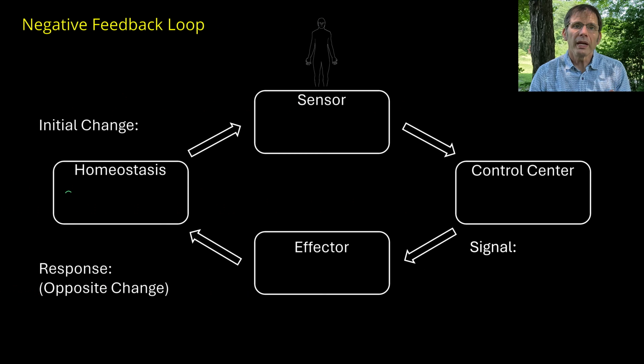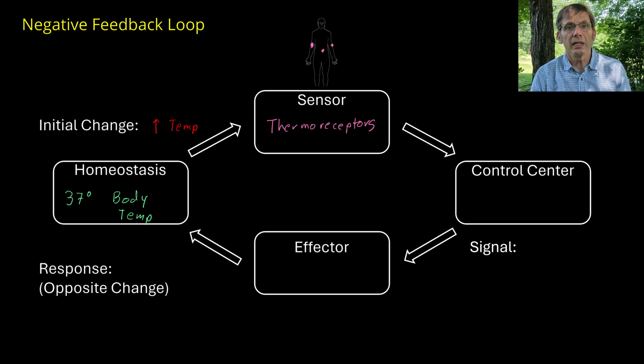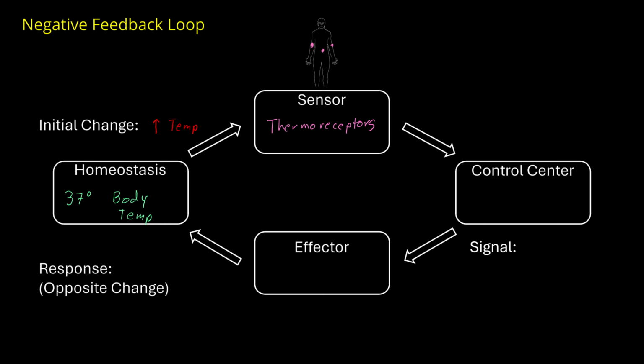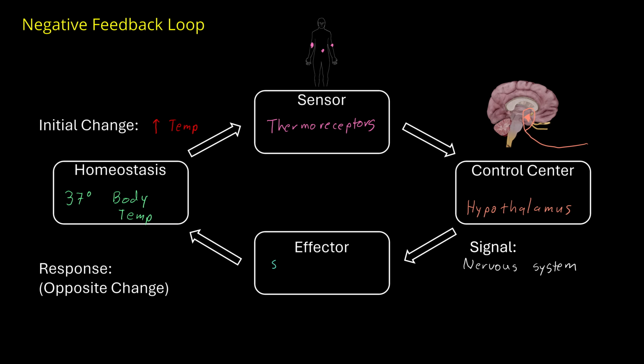Now let's fill in the loop that cools our body when we get too hot. We need a sensor that changes shape as body temperature gets too high. Those are thermoreceptors that are located in the skin, inside our body at various places, including an area of the brain called the hypothalamus. The control center in this feedback loop is the hypothalamus. It can detect the change in thermoreceptors and send signals through the nervous system that turn on sweat glands and increase blood flow to the skin. So the effector tissue includes sweat glands, the heart, and blood vessels.